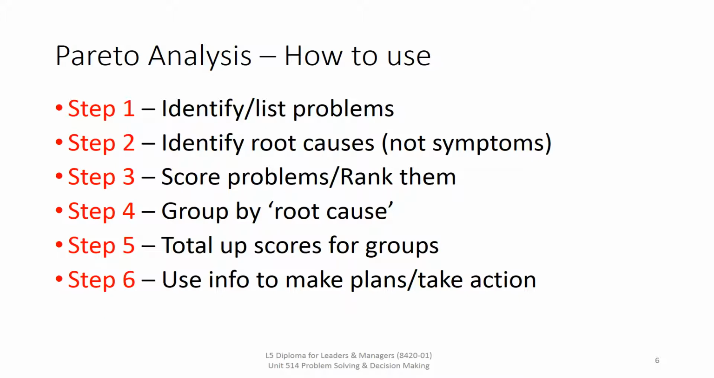Once we've done that, we add up all those totals by group, and whichever one scores the highest is probably the highest priority, and the one that scores the lowest is the lowest priority. And that doesn't mean we don't deal with the ones of the lowest priority, it just means that we use these to make plans and take action. So we try and do the ones that are going to have the most impact. So they were the highest scoring ones. So let's have a look at an example.